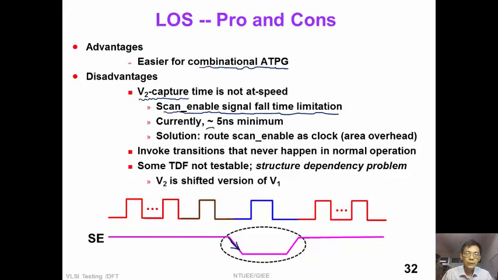Typically, the fall time is around 5 nanoseconds. One solution is that we can route the scan enable as a clock, but it will cause area overhead.